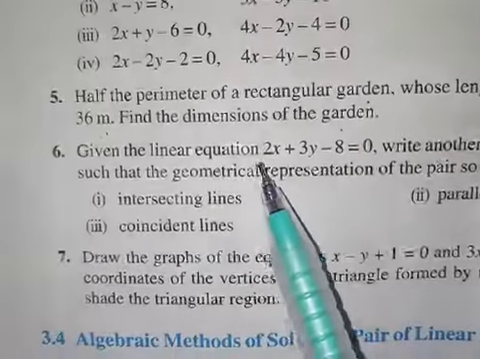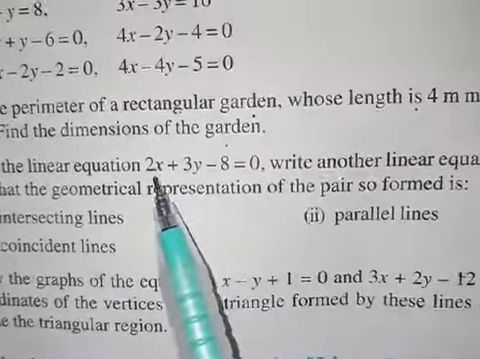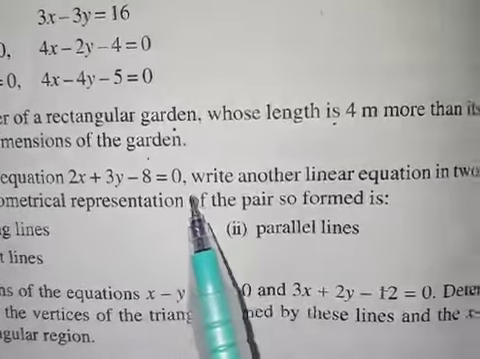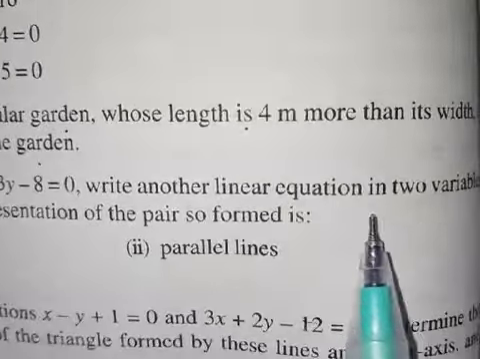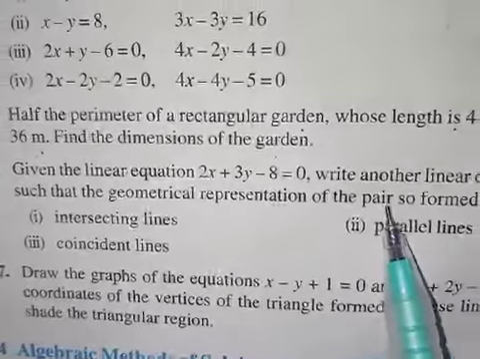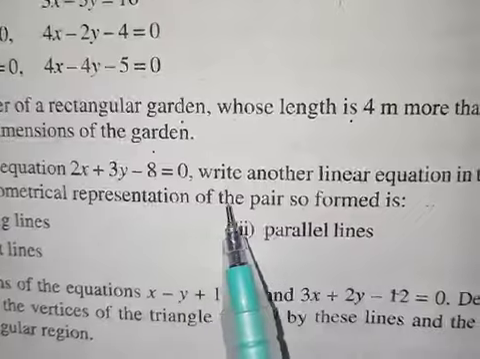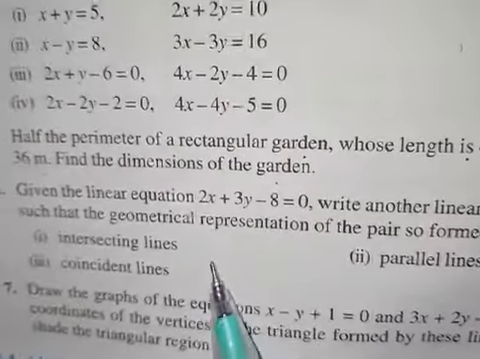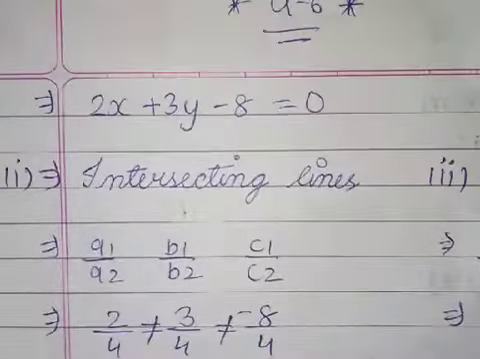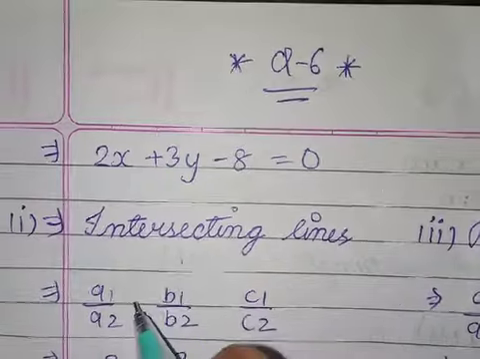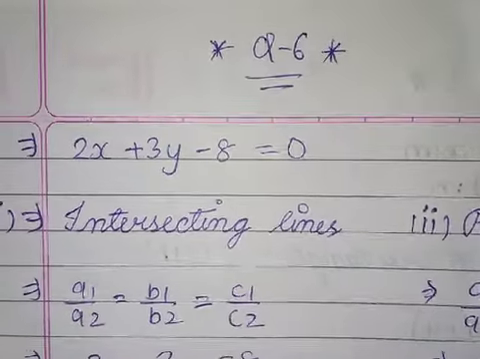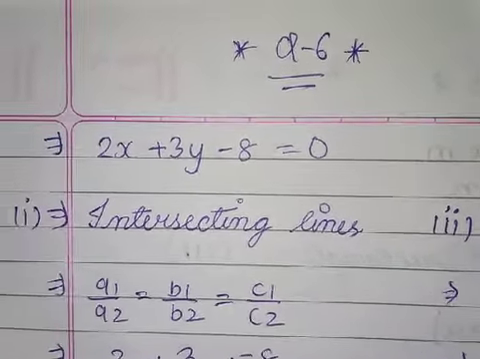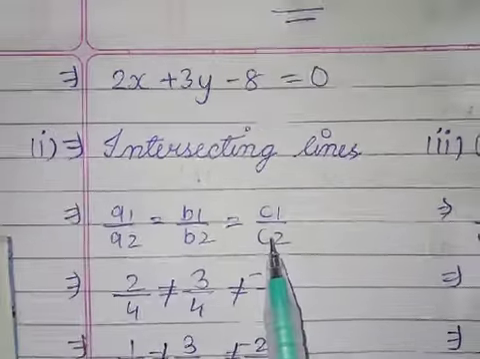Given the linear equation 2x plus 3y minus 8 equals 0, write another linear equation in two variables such that the geometric representation of the pair so formed is intersecting. Intersecting means A1 upon A2 is not equal to B1 upon B2. First you have to see that all three ratios are not equal, then they are intersecting. This is the definition.